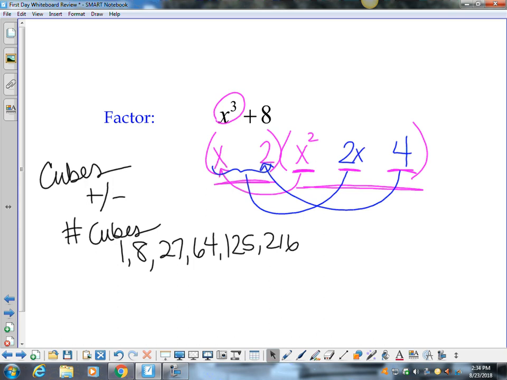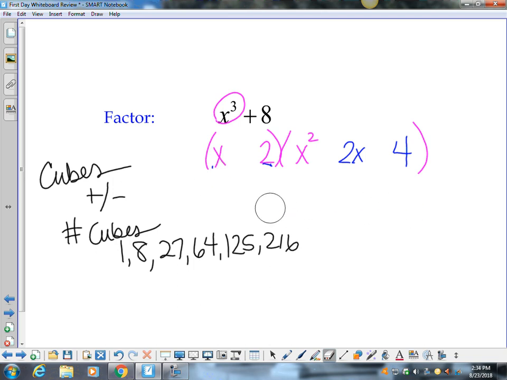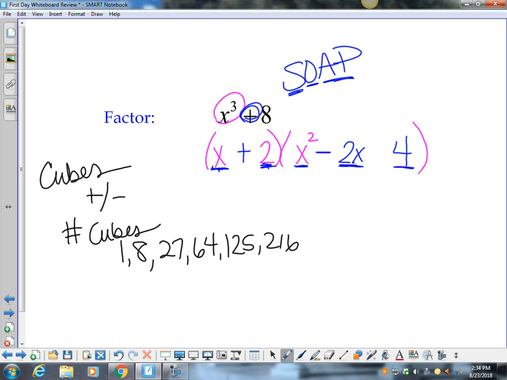Okay, so I'm going to do that one more time without all the drawing so it can sink in. This spot is this spot squared. This spot is this spot squared. This spot is these 2 multiplied together. And then you should all remember SOAP. Same, opposite, always positive. Same as the original problem, opposite the original problem, and always positive.